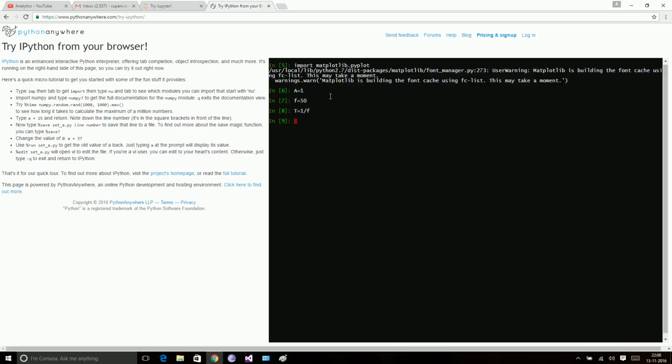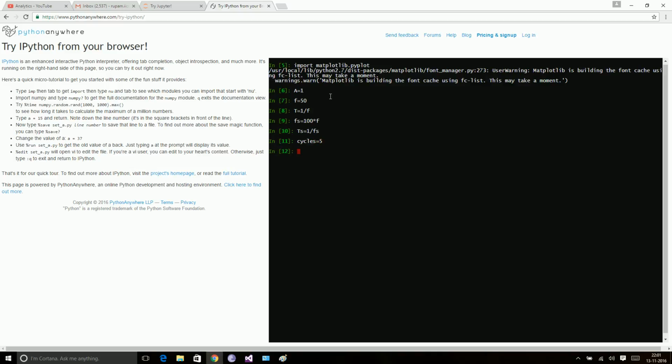Then let us declare a sampling frequency fs. Let us say it is 100 times that of f. Then we need to calculate the small sampling time period. So let us say Ts is equal to 1 divided by fs. Now, let us assume that the number of cycles is 5. That is, I want to develop 5 cycles of sinusoidal wave. So, cycles is equal to 5.